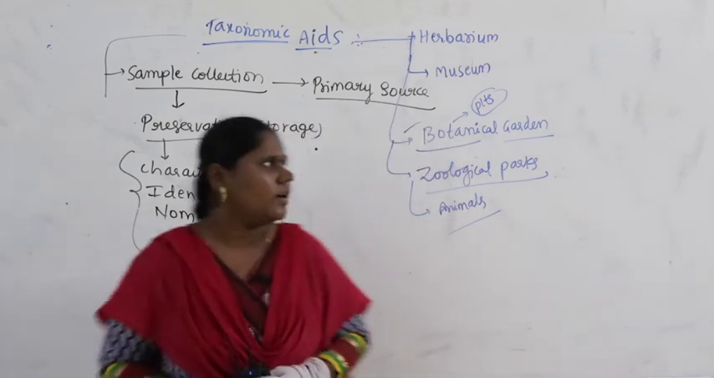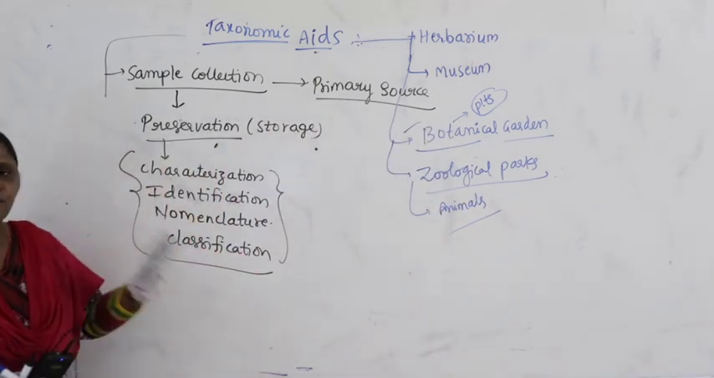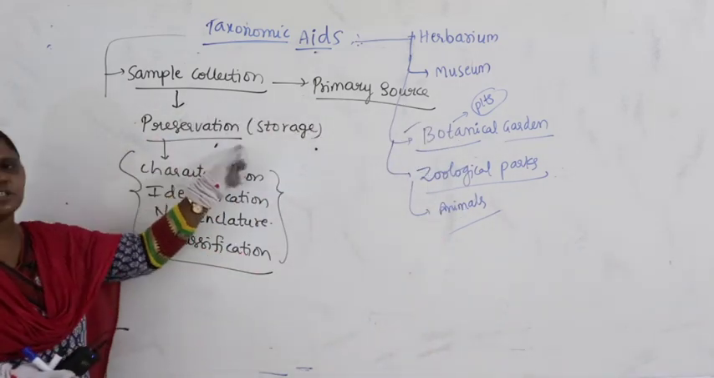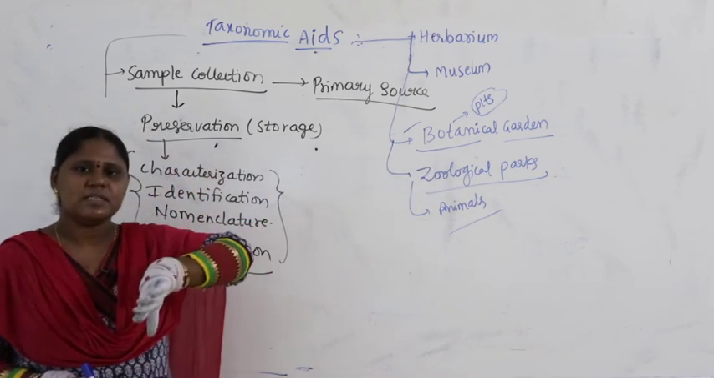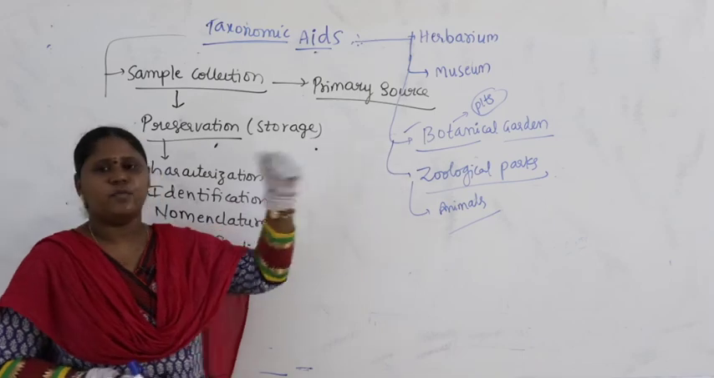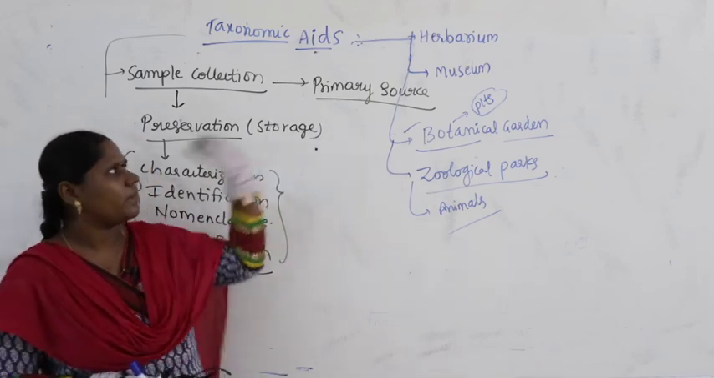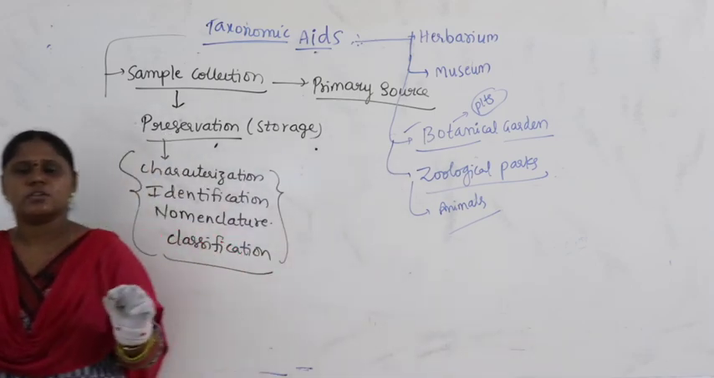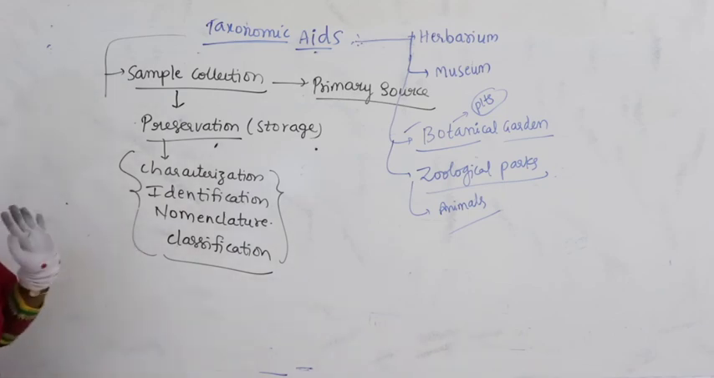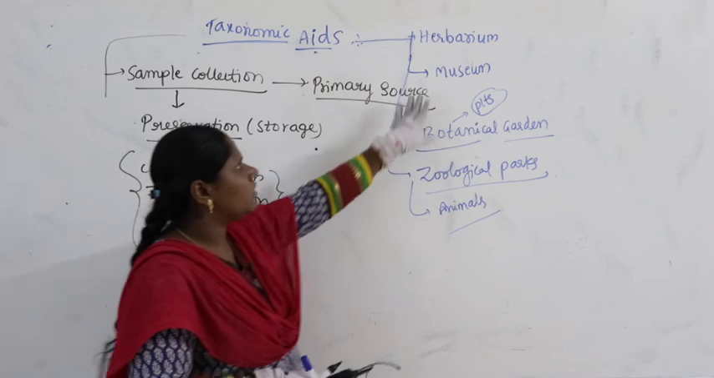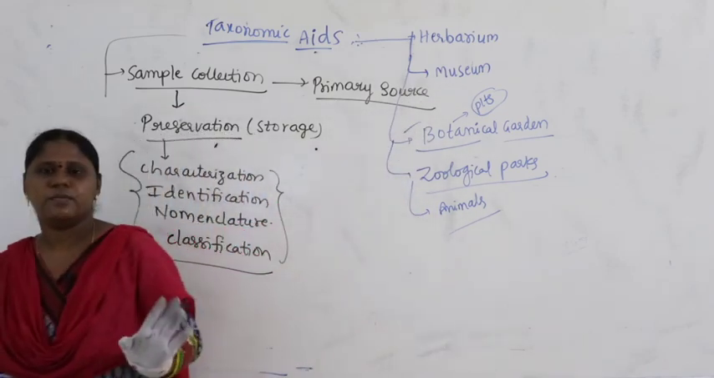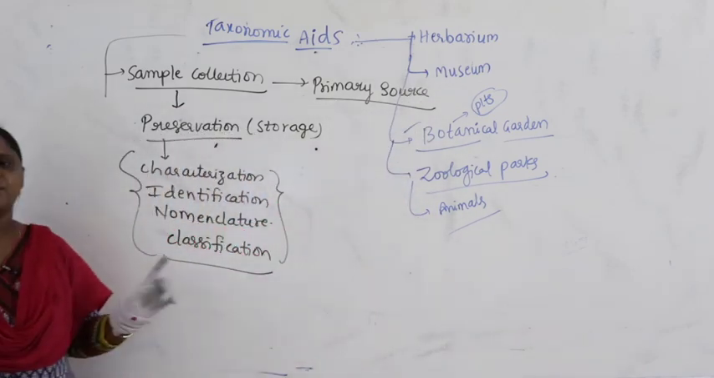So we have different taxonomic aids, for collecting as well as storing. I am storing plants in botanical gardens, storing animals in zoological parks, and further I want to collect with the help of herbarium and place in the place we call a museum. So these are nothing but taxonomic aids. Now we are going to study them one after the other. The first one we have to study in the next class is herbarium.